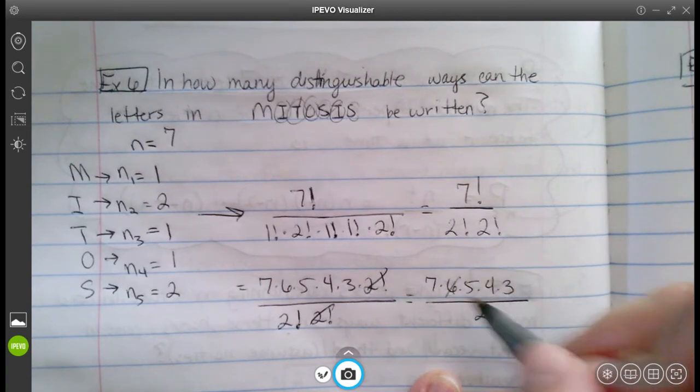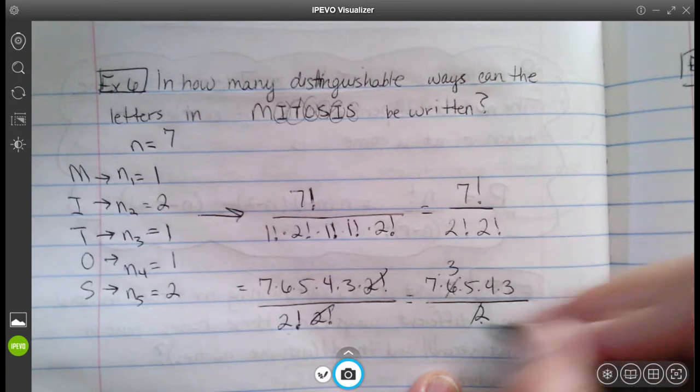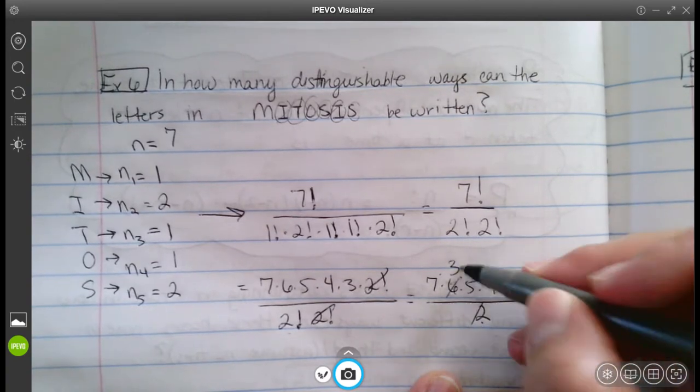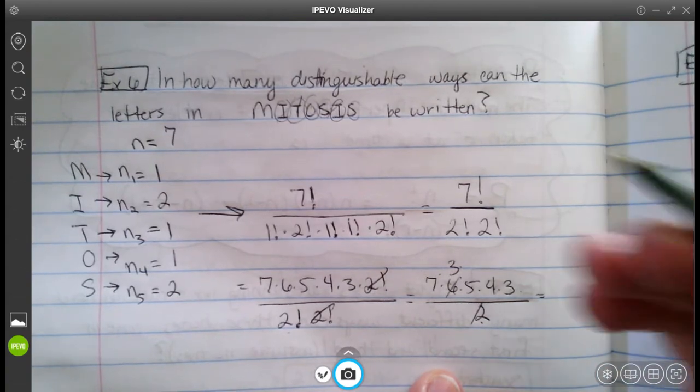I'm going to get rid of the 6 just because it's a bigger number. So 6 divided by 2 is 3. So this is what I have to work with: 7 times 3 times 5 times 4 times 3. So let's see, I like to do mental math.